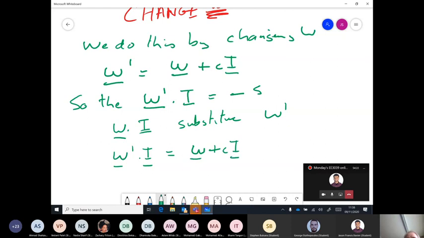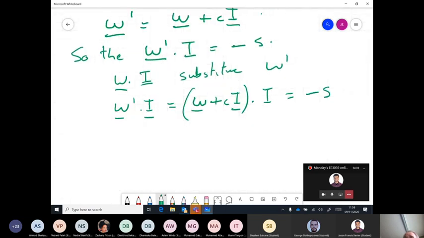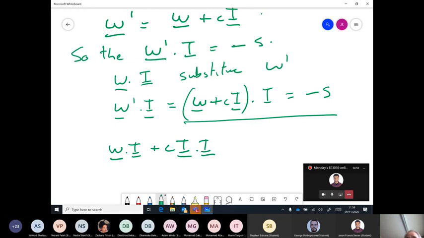That is the substituting for W prime, which we've got there, dot I. And that is going to be equal from this equation to minus S. So working on this identity now, let's get rid of the bracketed terms. This part is going to be equal to W dot I plus C I dot I equals minus S.